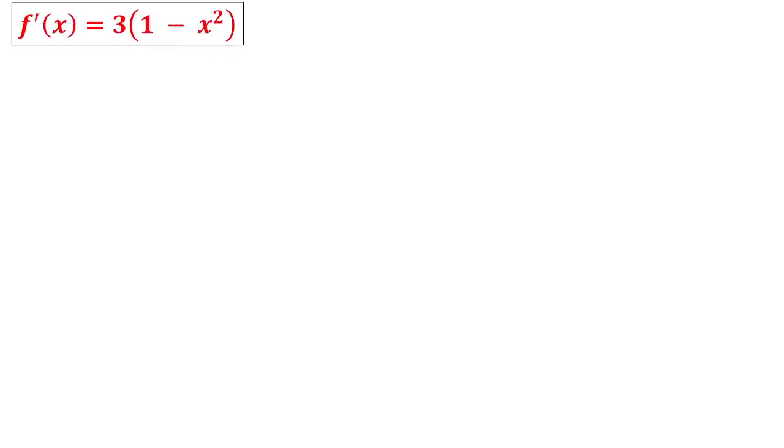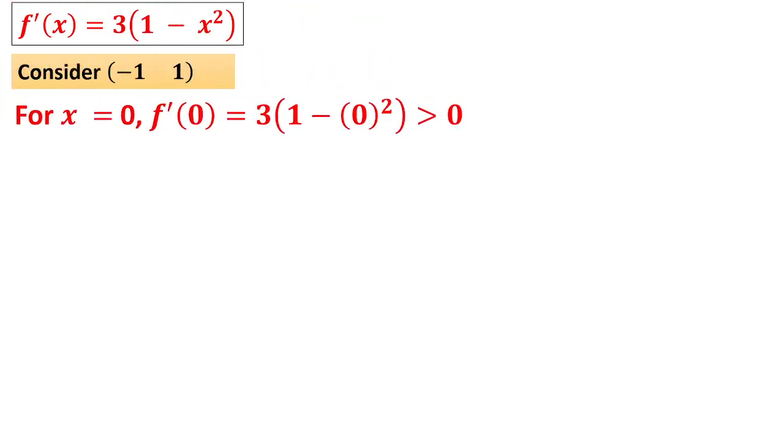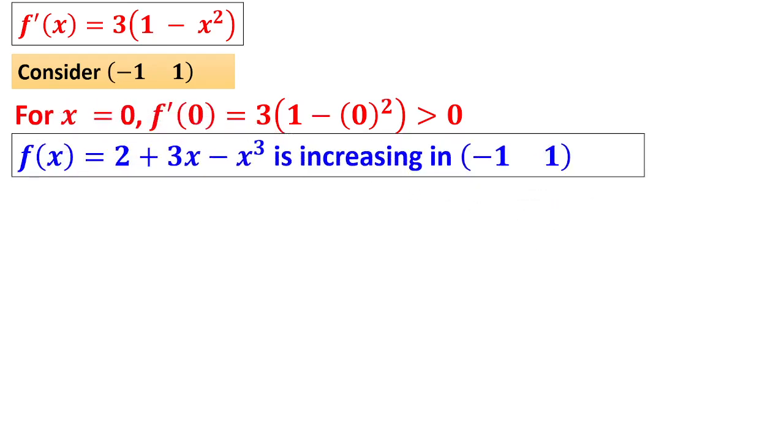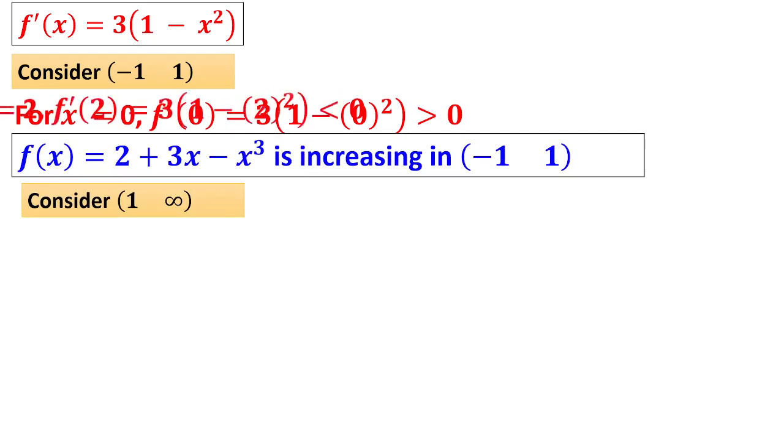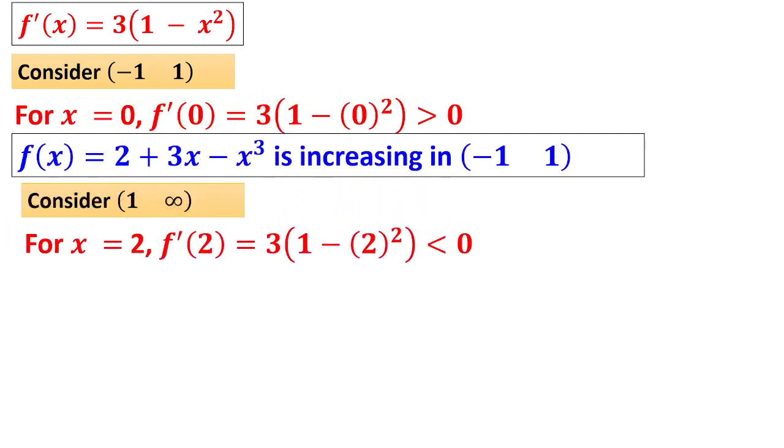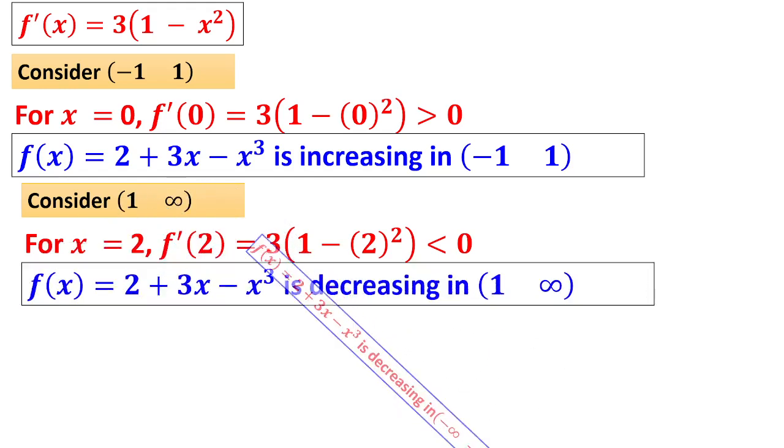Let's take the next interval, that is minus 1 to 1. I can take a convenient value 0. Here the f dash value is greater than 0, therefore it is increasing in the interval minus 1 to 1. Take the third interval, that is 1 to infinity. I am taking 2 here. f dash of 2 is less than 0, therefore it is decreasing.